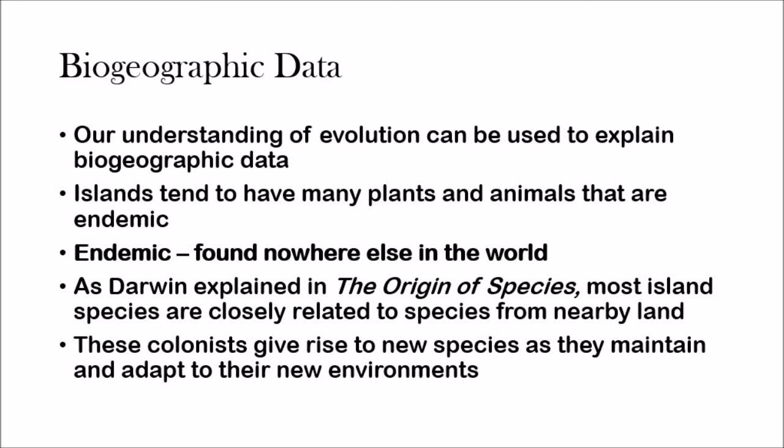Another example of biogeography which helps prove natural selection is with islands. Islands tend to have many plants and animals that are endemic. Endemic means that the species are found nowhere else in the world. We talked about how the Galapagos Islands have endemic species, like the finches, which are only found in the Galapagos Islands. That's also an example of natural selection, because you have species migrating onto an island, and the island has different environmental factors than the mainland.